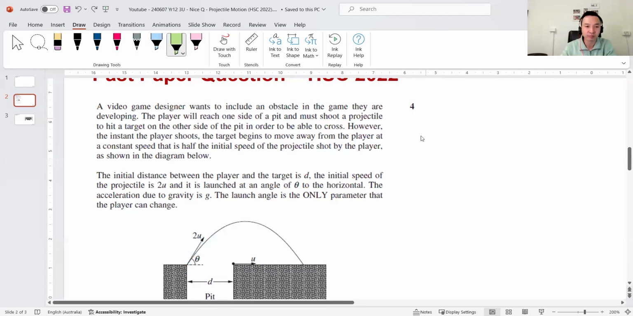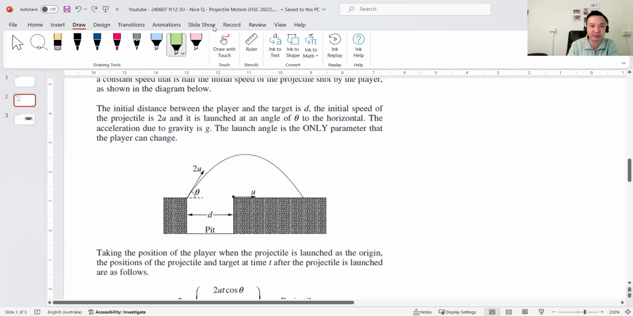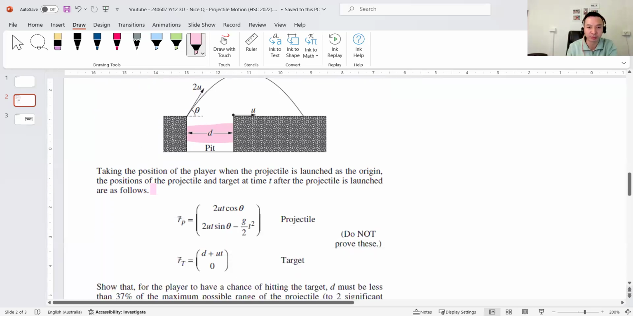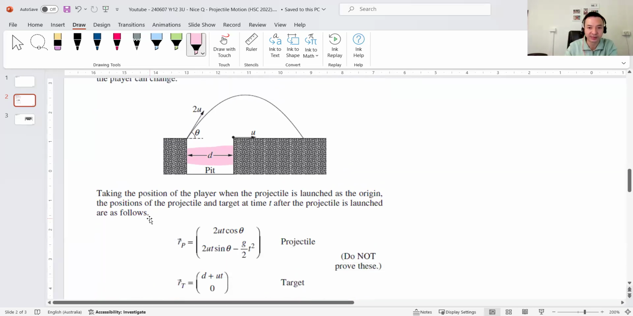The initial distance between the player and the target is D, so the pit there is D. Good. The initial speed of the projectile is 2u, launched at angle theta. The acceleration is gravity, and the launch angle is the only thing I can change. So all I can change is theta, right? Taking the position of the player when the projectile is launched as the origin, consider the position of the projectile and target.